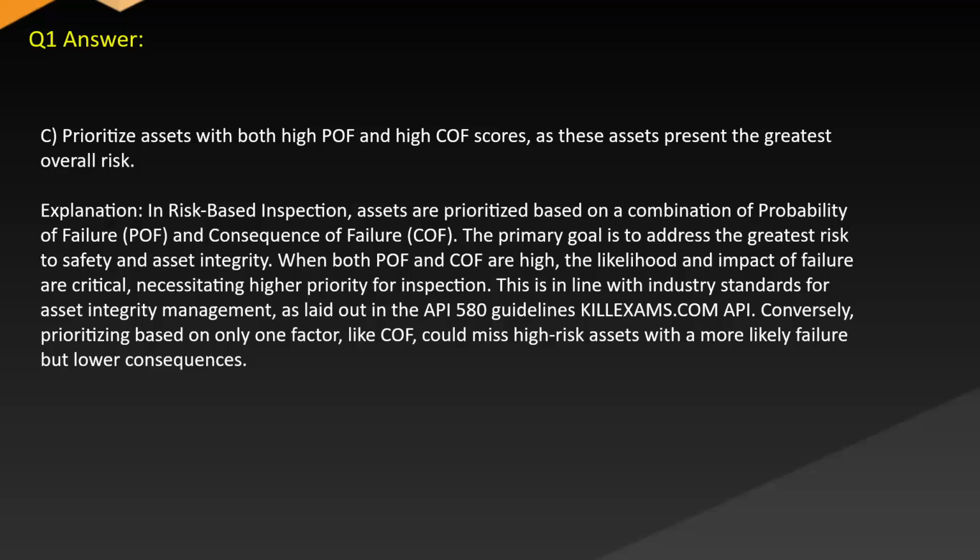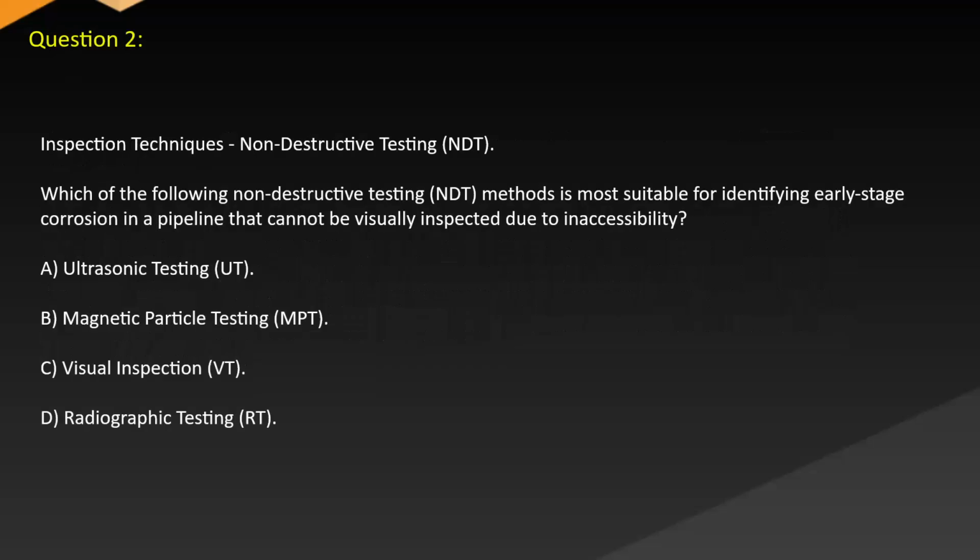When both POF and COF are high, the likelihood and impact of failure are critical, necessitating higher priority for inspection. This is in line with industry standards for asset integrity management, as laid out in the API 580 guidelines. Conversely, prioritizing based on only one factor, like COF, could miss high-risk assets with a more likely failure but lower consequences.